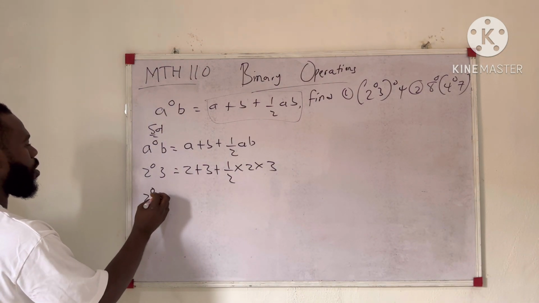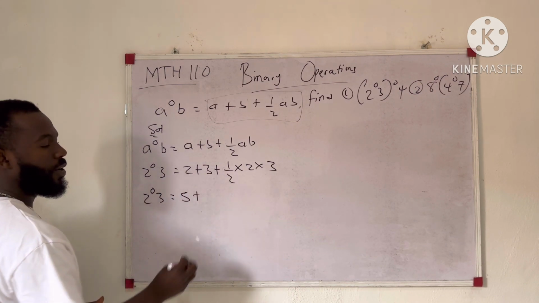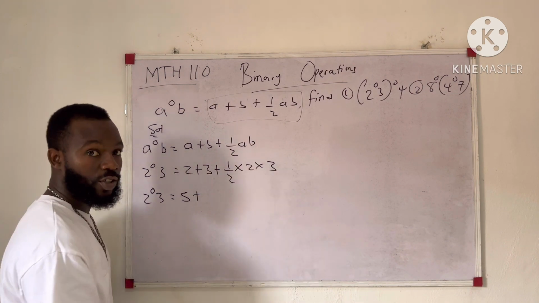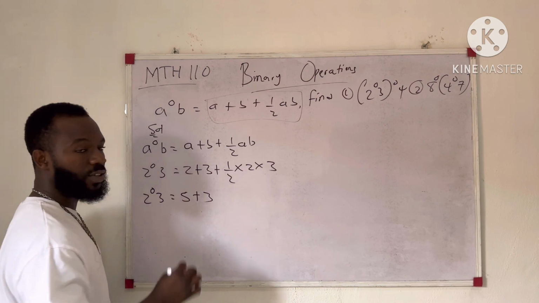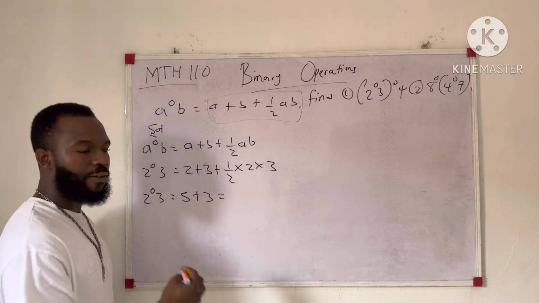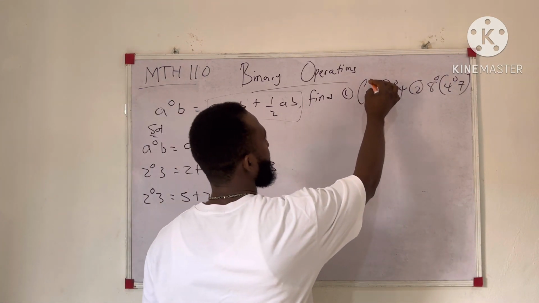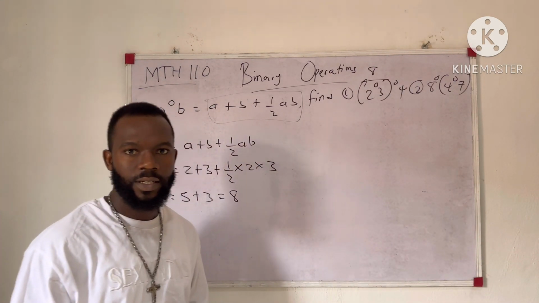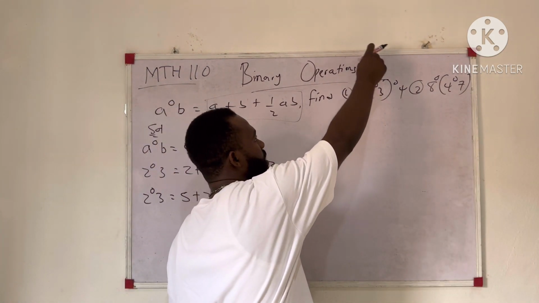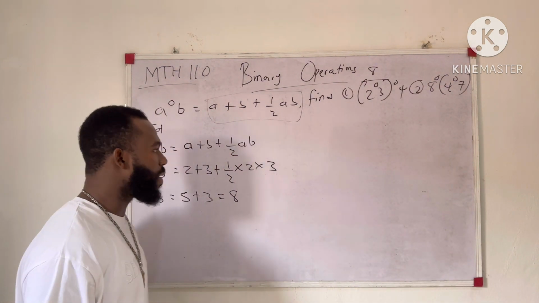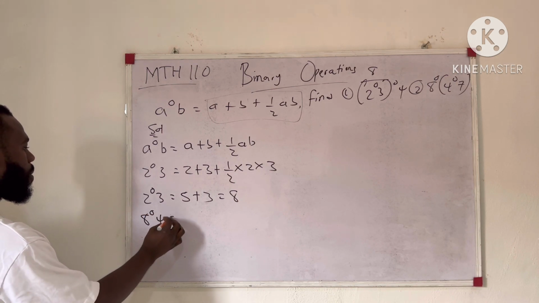So now without wasting time, let's proceed. Here becomes 2 operation 3 is equal to 2 plus 3 gives us 5, plus 1 times 2 gives us 2, and 2 times 3 gives us 6, and 6 divided by 2 gives us 3. So if we add 3 to 5, we will get 8. What does that mean? It means what we have in the bracket now is 8. So now let us solve with the operation outside. What we're going to be using now will be 8 operation 4, because everything in the bracket now is 8.